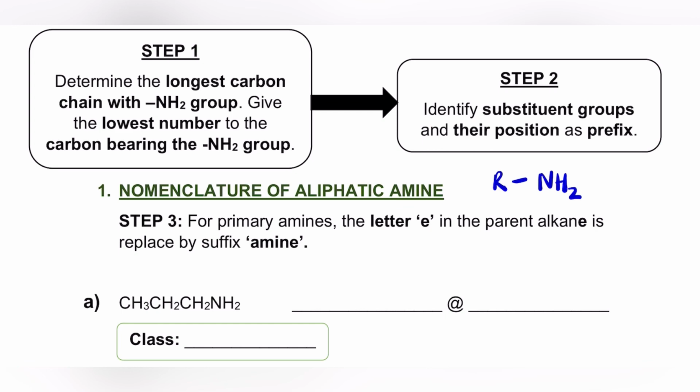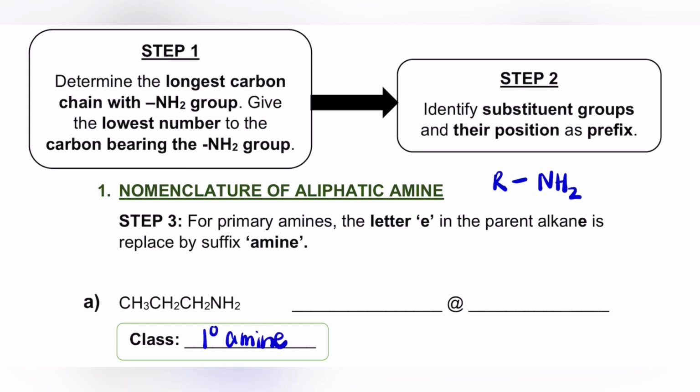So when you have alkane, the letter E at the back, you are going to replace with the suffix or with the family name as amine. For example, I have this one. This is primary amine, where you can see that alkyl group attached directly to NH2. So the class is primary amine.